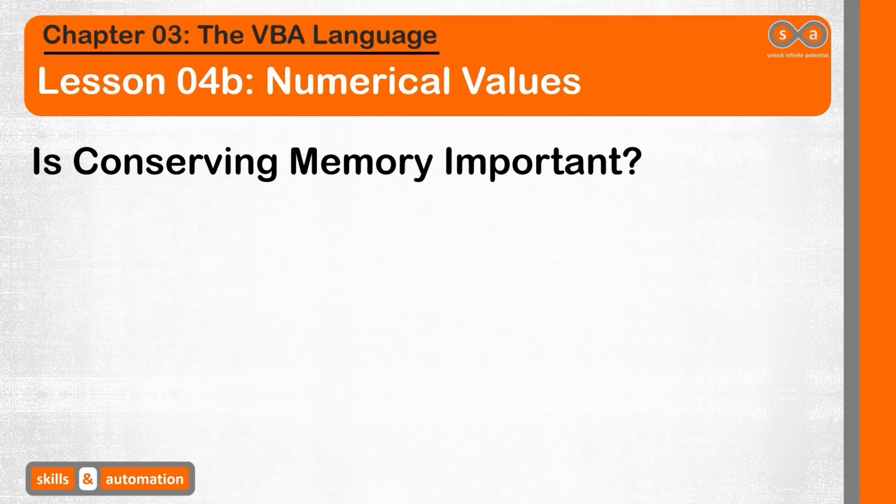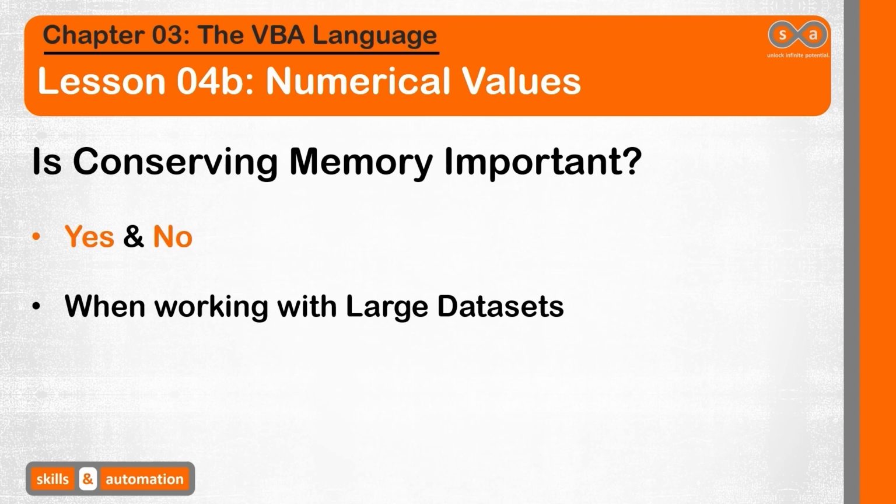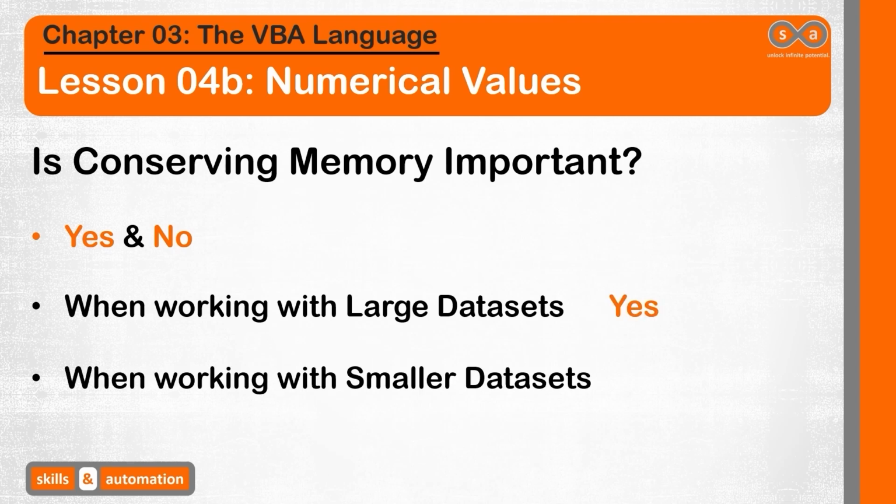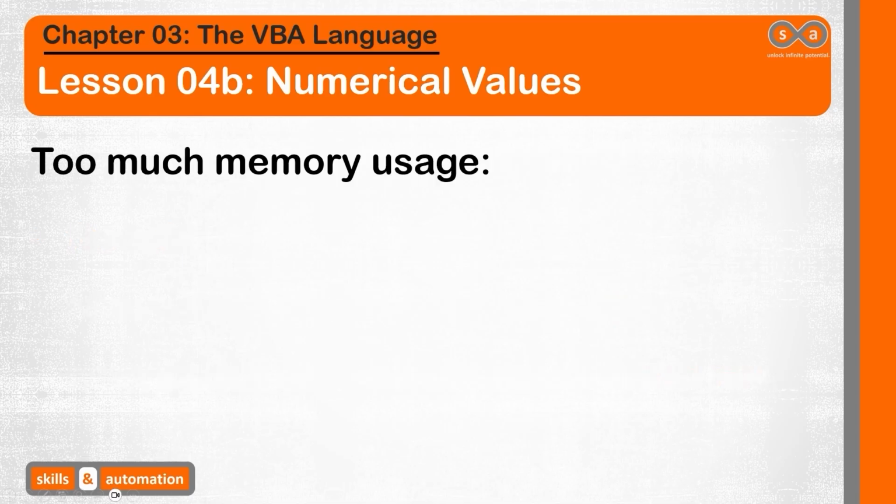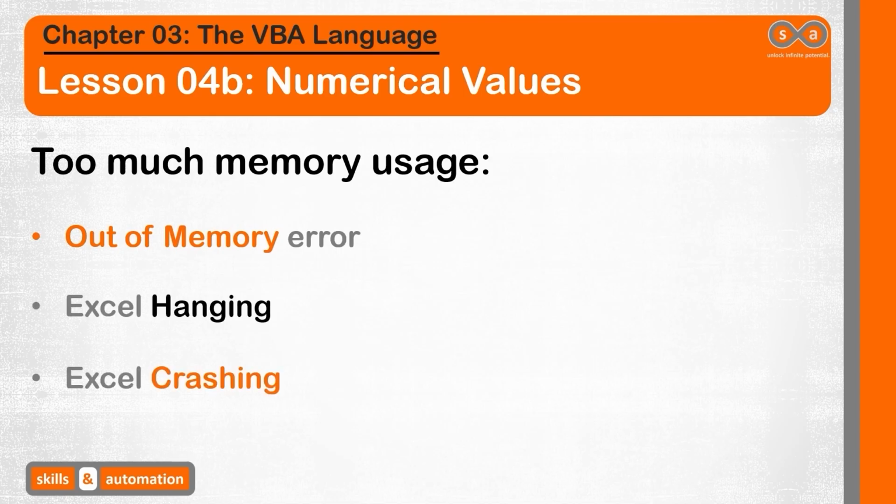Let's address the memory question first. Is conserving memory really that important? The answer is yes and no. For example, when working with large data sets, it definitely is. When working with smaller data sets, not so much. Consuming too much computer resources will lead to problems such as out-of-memory errors, Excel hanging, or even Excel crashing. Hence, as a VBA programmer, we have a responsibility to be mindful of how our code affects memory. An example being choosing the right data type. But at the same time, we shouldn't get too hung up on it either.